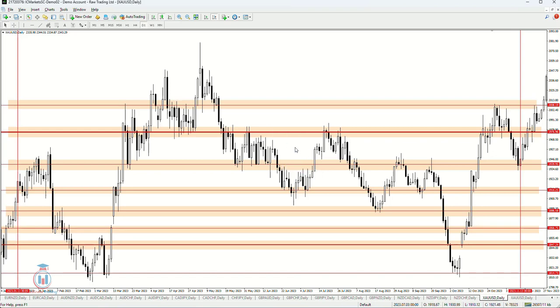Put horizontal lines on three of these time frames and put an area around support and resistance to define where the supply and demand zone is.